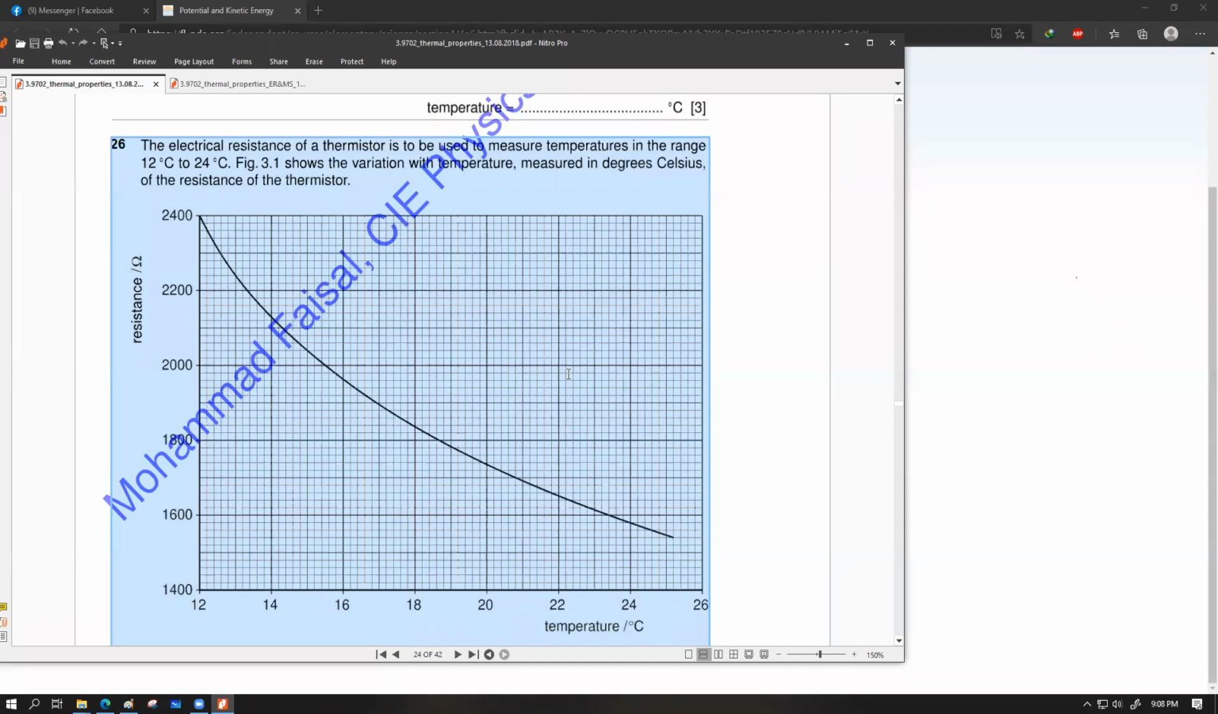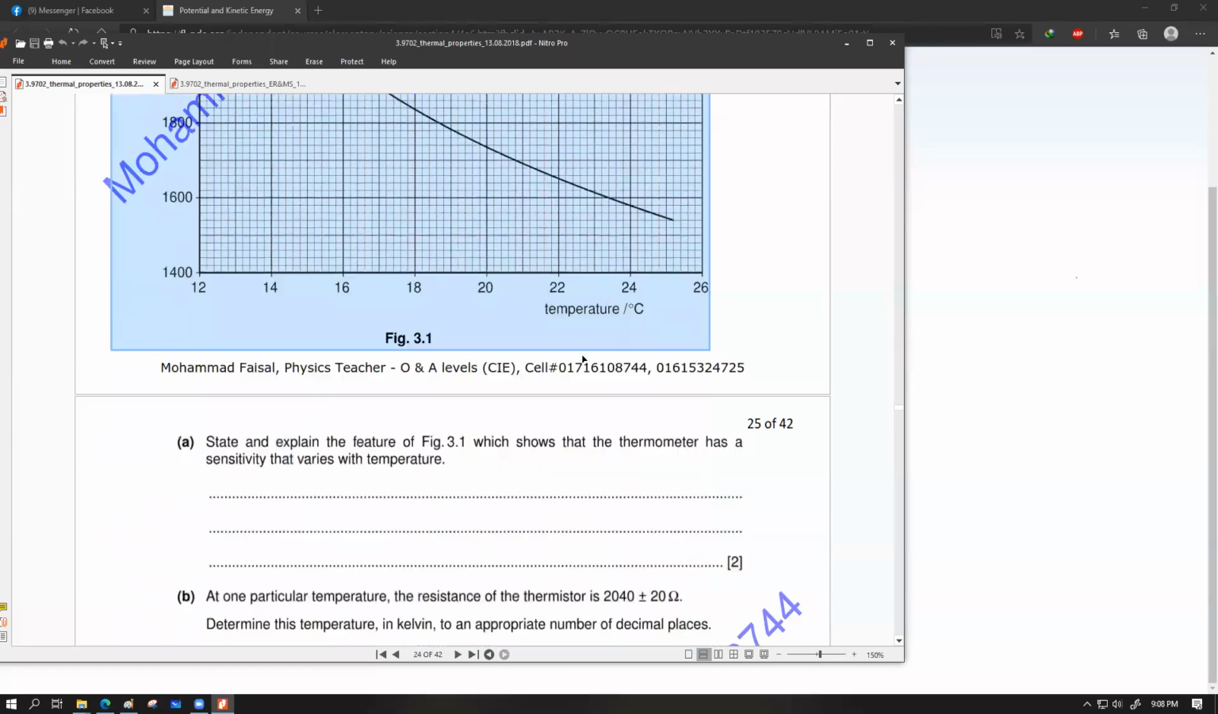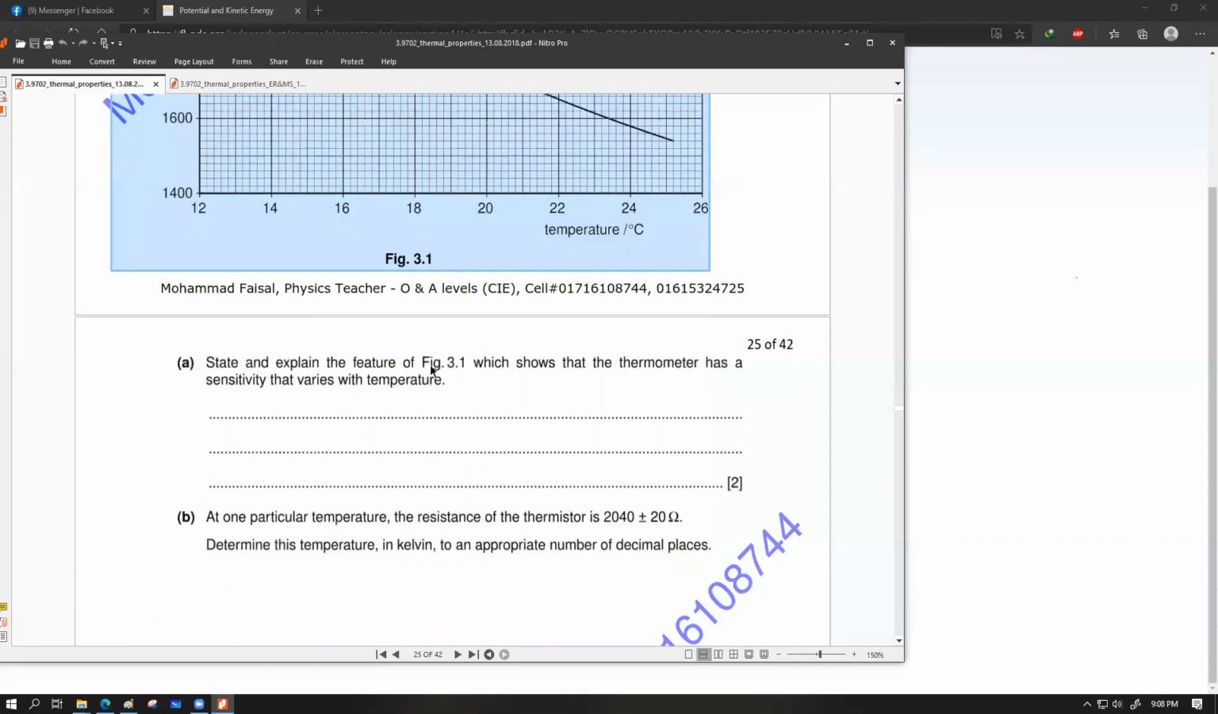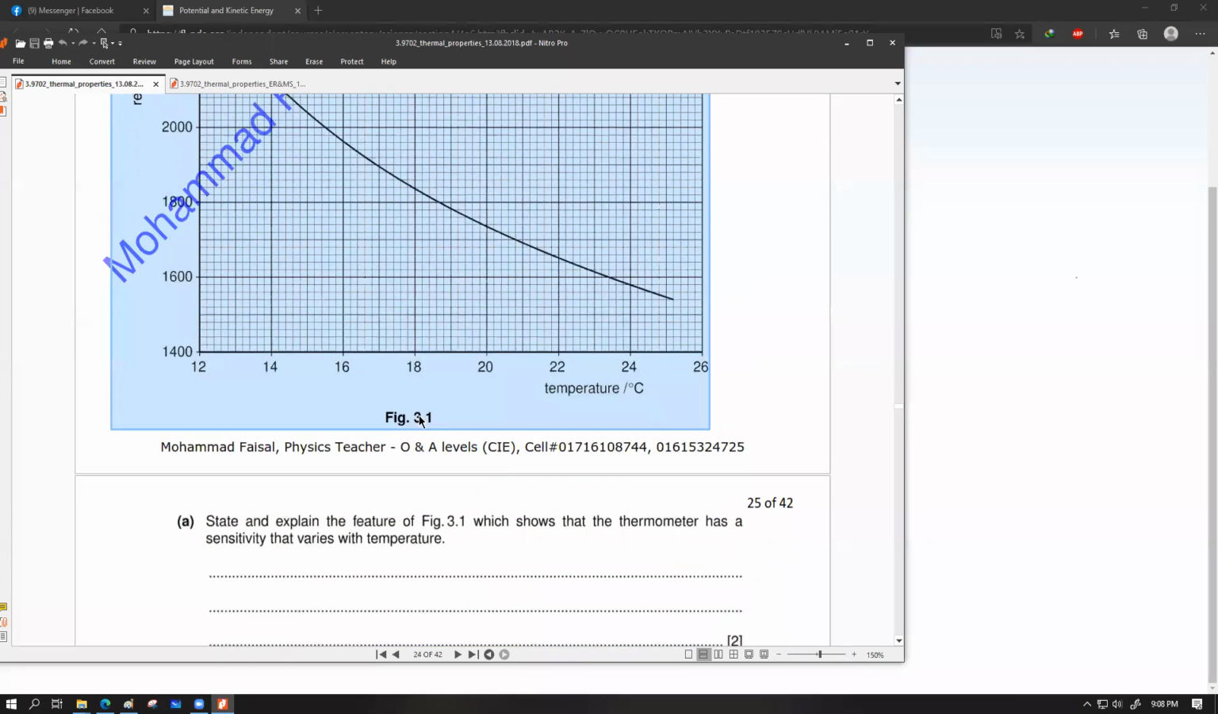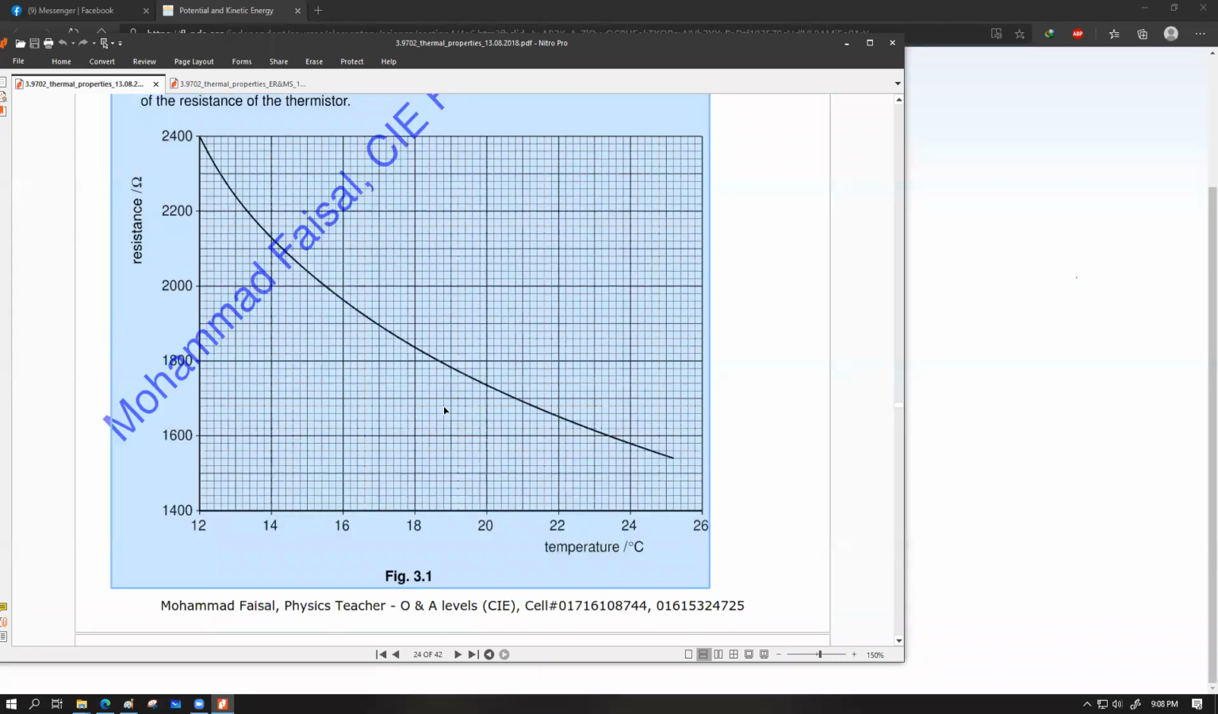So yeah, we have a graph. We are trying to measure some temperature. Then the question says, state and explain the feature in figure 3.1 which shows that the thermistor has a sensitivity that varies with temperature. Well, obviously, because the sensitivity of a thermometer is essentially about how much of the thermometric property changes per unit temperature change.